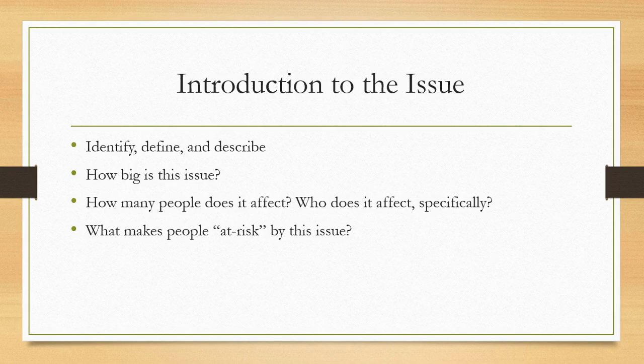How big is it? How many people does it affect? Who does it affect specifically? Some issues specifically affect particular populations and not other populations. So we want you to talk about how large the issue is and how wide ranging it is. What are the particular factors that make people at risk by this issue? Those are where we start to look at some of the social justice issues where certain things affect certain populations and not others, right? So we want to talk about those things.